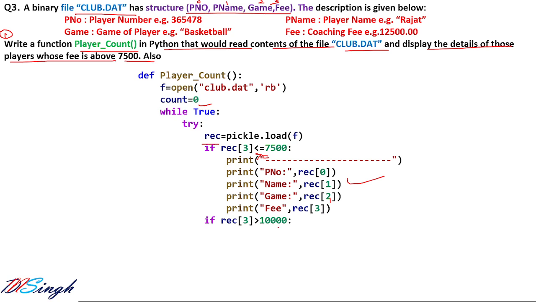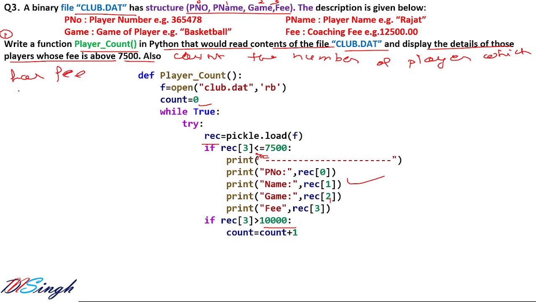Next is, if the fee is more than 10,000, then we are going to count. So count such players, and also count the number of players. If you change the question, the number of players which have a fee of more than 10,000. So this will have the count of all the players who have a fee of more than 10,000.